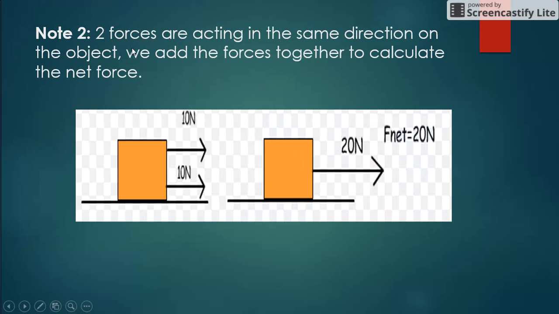Note 2, if two forces are acting in the same direction on the object, we add the forces together to calculate the net force. So if I have 10 newtons going to the right plus another 10 newtons going to the right, the net force is going to be 20 newtons to the right.